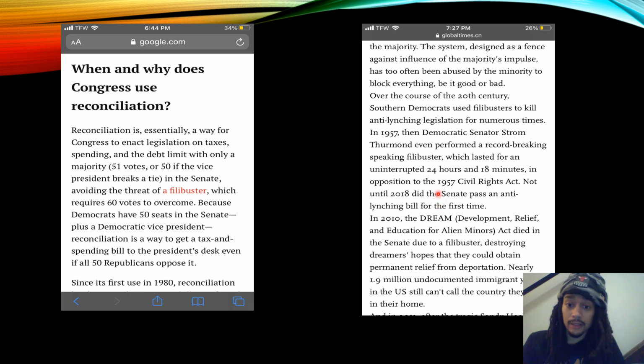But we're going to get back to Strom Thurmond, 24 hours, 18 minutes in opposition to the 1957 Civil Rights Act. I watched the YouTube video, and they said he had to pee in a bucket. He only got one bathroom break and they brought a bucket to the floor just for him, for his opposition of the Civil Rights Act. That shocked me. When I tell you, I did not learn that in high school or grade school. That is insane.